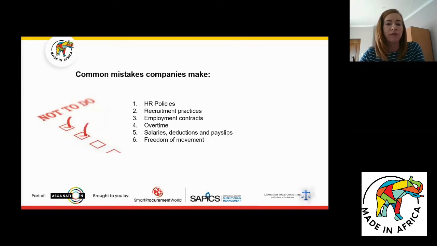And then lastly, freedom of movement. Under no circumstances may coercion be used to physically confine or imprison employees either to the workplace, any provided accommodation, or any other related premises. Employees should at all times have the right to freedom of movement.